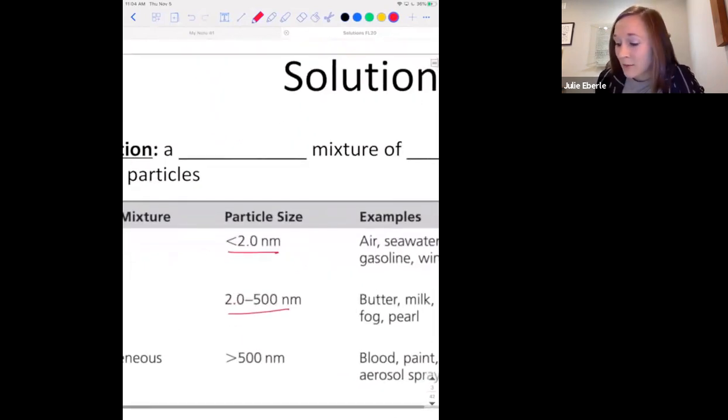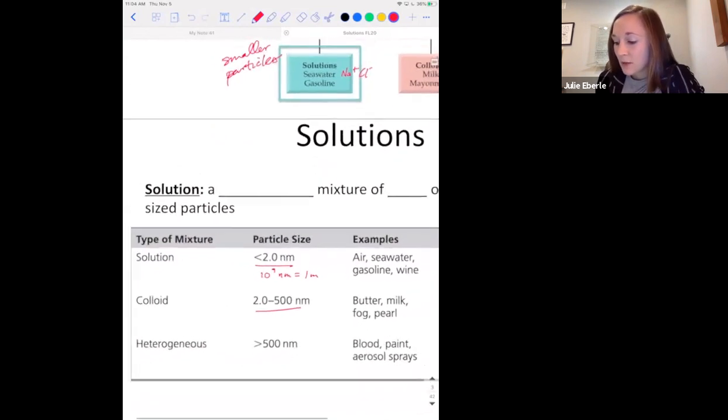Anybody remember how a nanometer relates to the meter? How many nanometers are in 1 meter? I don't think this is one I ask you to memorize, but I'm curious to see. Yes, 10 to the power of 9. There's a billion, okay? 10 to the power of 9 nanometers in 1 meter. All right. So nanometers are incredibly small.